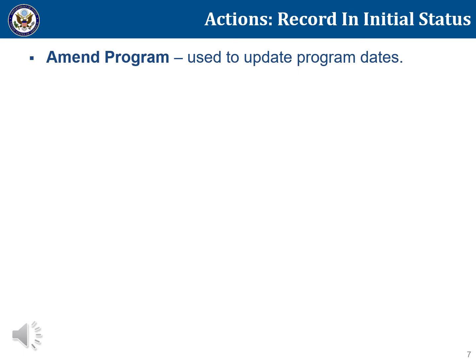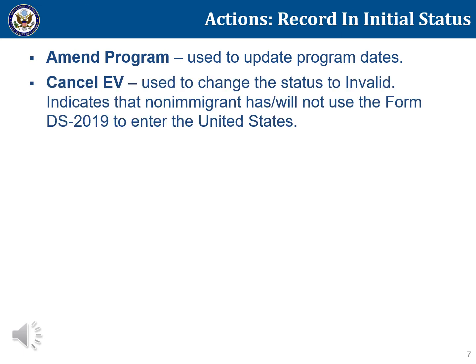When the record is in initial status, the sponsor official can perform the following actions. The first is Amend Program. It is used to update both program begin and program end dates. The next is Cancel EV. This action is used to change the status to invalid. If the status is changed, the form allotment is incremented by 1 as the form is not being used.